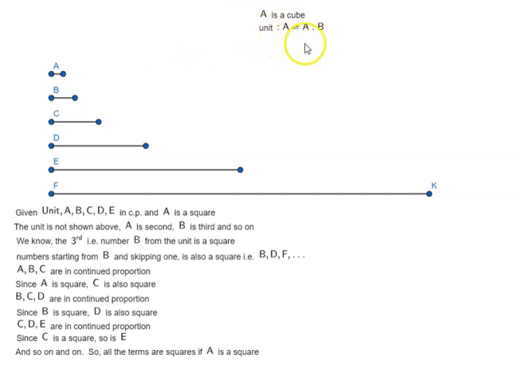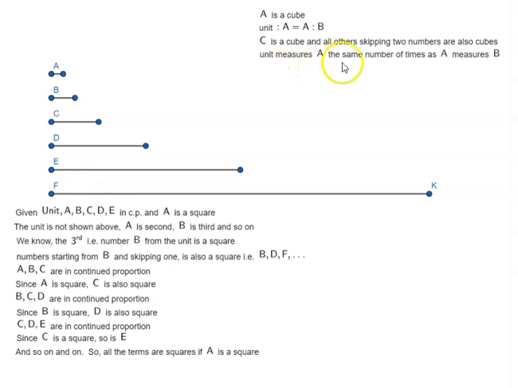We know unit is to A as A is to B. Now we know C is a cube. Again, from the previous proposition, we have seen that C is a cube and all others, skipping two numbers, are also cubes. So that means 1, 2, 3, 4: the fourth number is a cube, and then skipping two numbers, the number we get will also be a cube. That means C and F are cubes. Now we have to prove the remaining numbers.